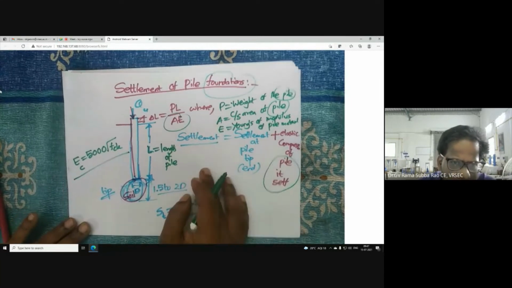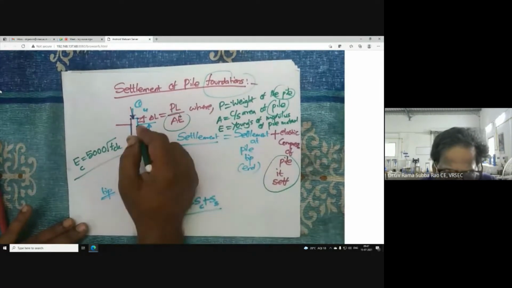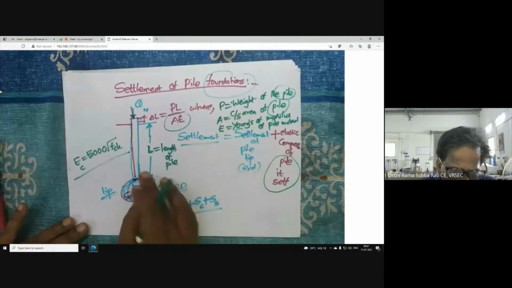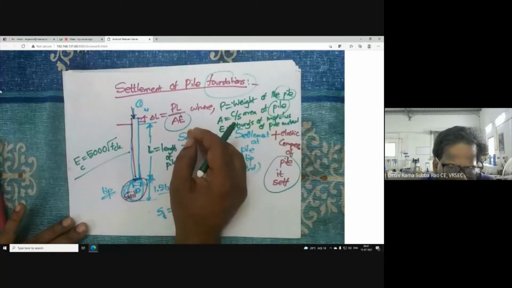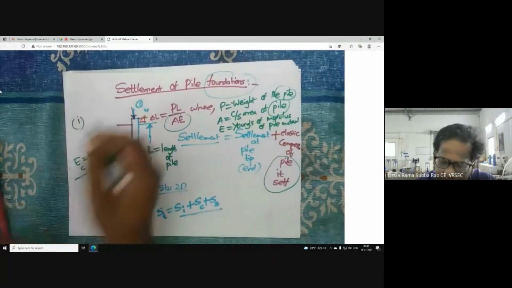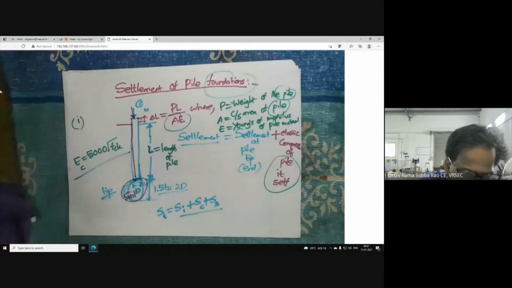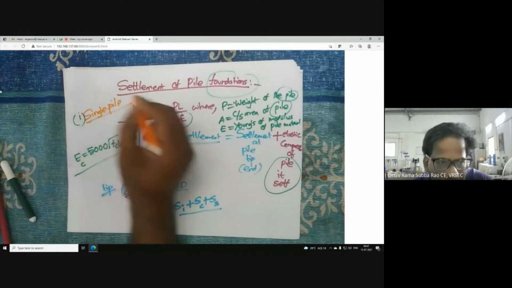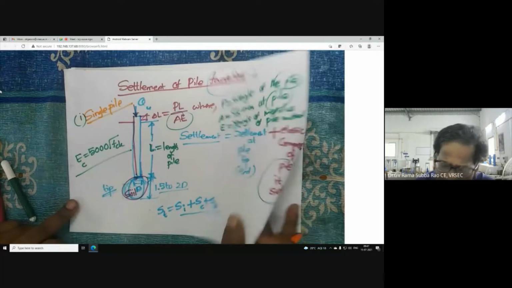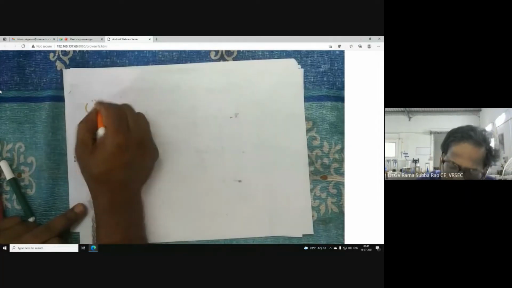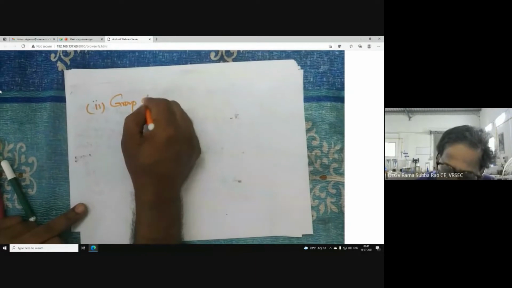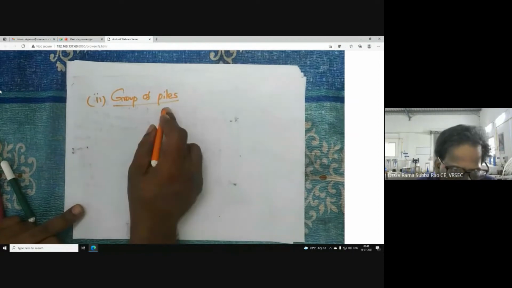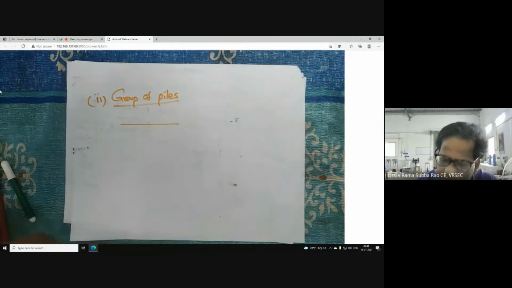But sometimes I know what you are thinking inside, sir. You are telling us about calculation of settlement of a pile, we are very happy, but our story is not just a single pile. We have groups of piles also. Am I correct? Here we are discussing a single pile. If we have a group of piles, what will we do? How to compute settlement in the case of group of piles? That's the discussion now. So let me draw a figure.